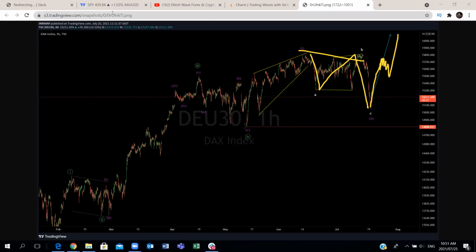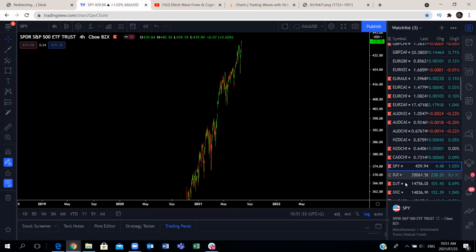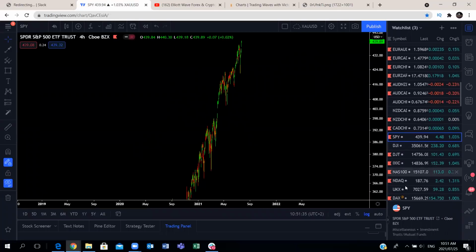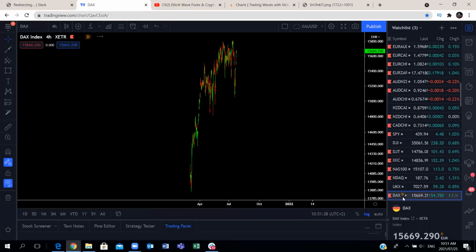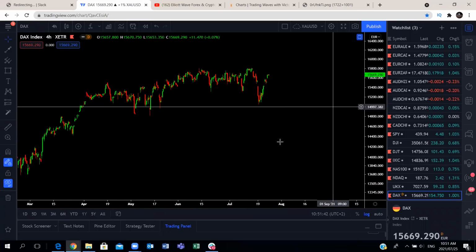Okay, let's go straight into the DAX. We'll start with the DAX today. I'm going to come back to the S&P 500. Let's look at the DAX. I'm showing you the DAX first because this was our chart of the week. As you can see, this is how the DAX has now played out.